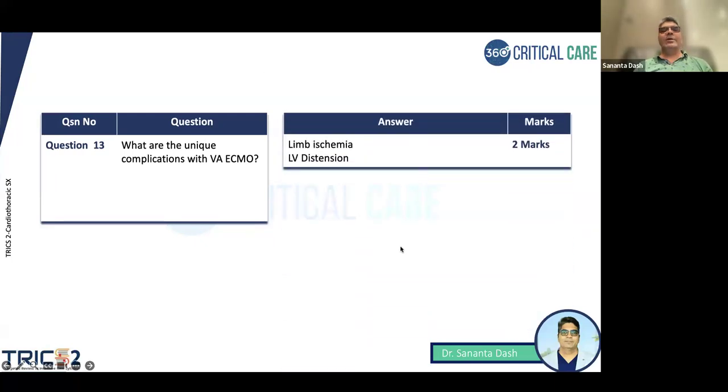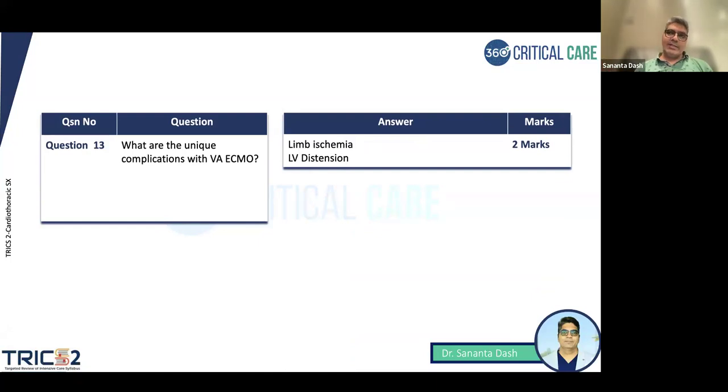Correct, almost. So I have given limb ischemia. This is the major complication that you gave. Usually, you can have LV distension and you can have differential hypoxia. These are three things you can have, okay? But for this answer's sake, I have given two. The examiner expects you to talk about limb ischemia. LV distension or differential hypoxia are fancy complications that do happen, but the most common is limb ischemia, which you should not forget about.